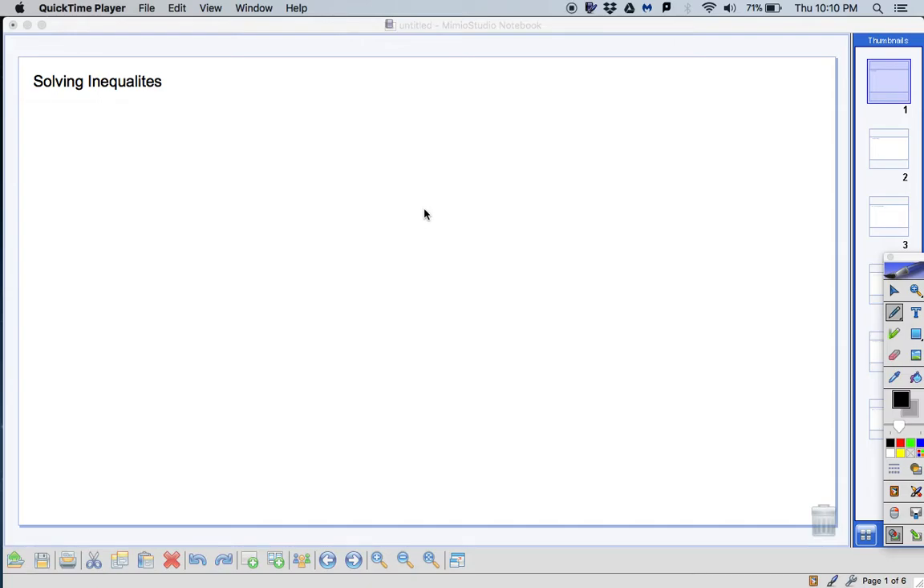Okay, welcome back. Today we're going to be looking at solving inequalities. So we're going to look at both inequalities and equalities because you've already done equalities before. If we have something like 3x + 5 = 10, then we're going to look at something like 3x + 5 > 10.